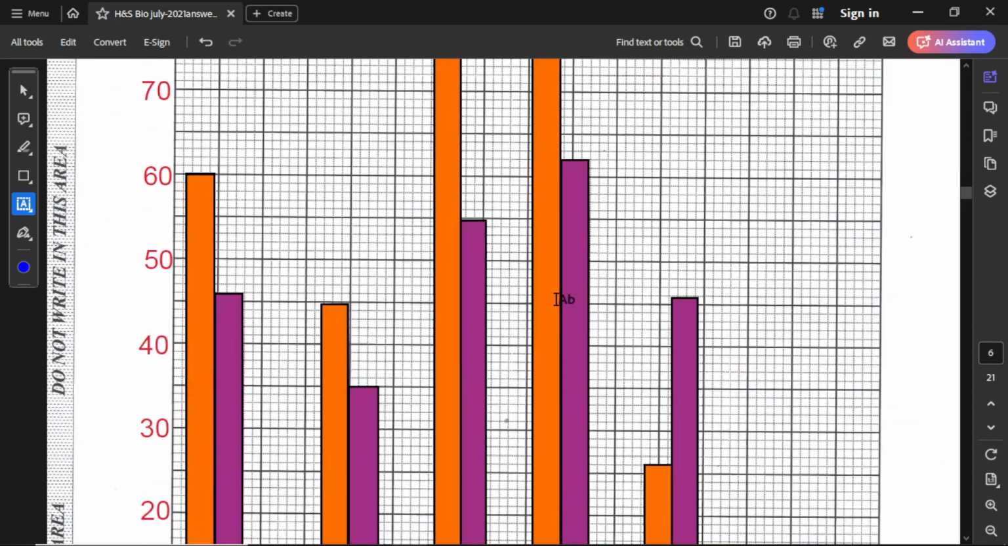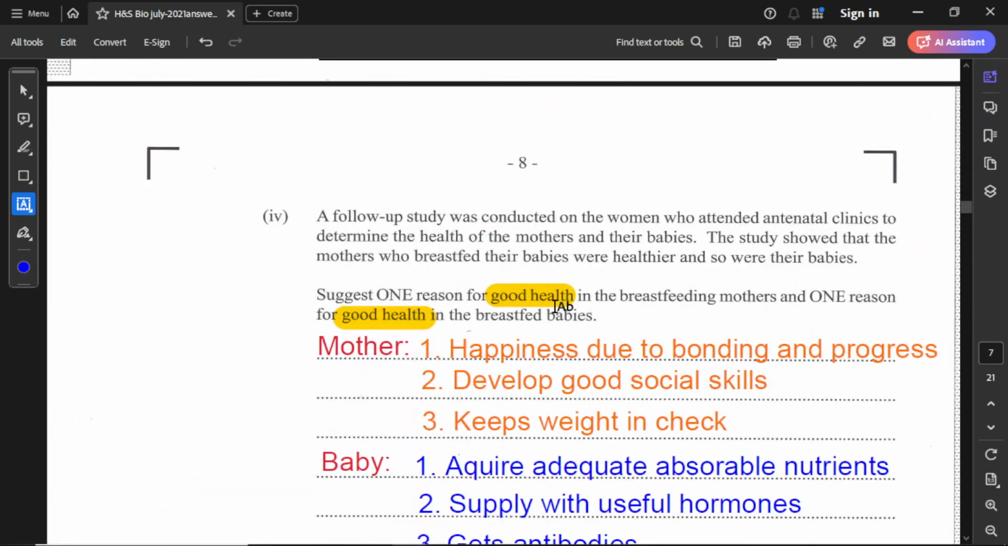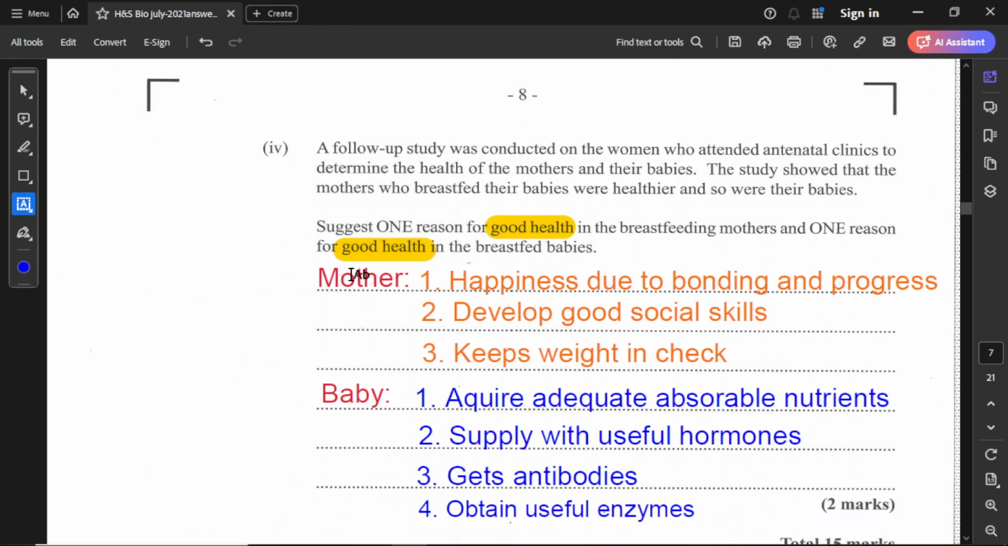All right. So let's skip past our graph now into the next part of the question. And this is part 4. A follow-up study was conducted on the women who attended antenatal clinics to determine the health of the mothers and their babies. The study showed that the mothers who breastfed their babies were healthier, and so were their babies. So both mother and babies were healthier due to breastfeeding. All right, so as I suggest, one reason for good health in the breastfeeding mothers and one reason for good health in the breastfed babies.